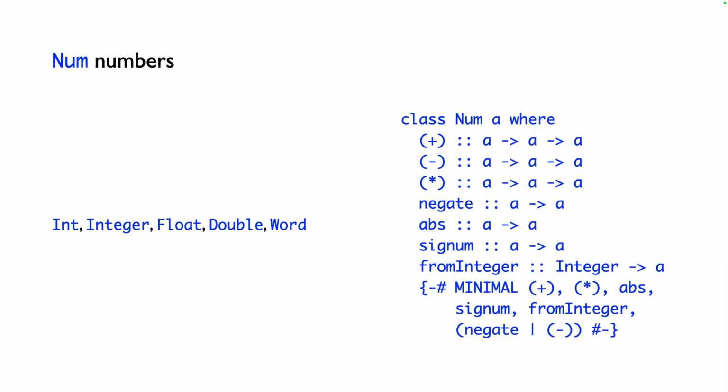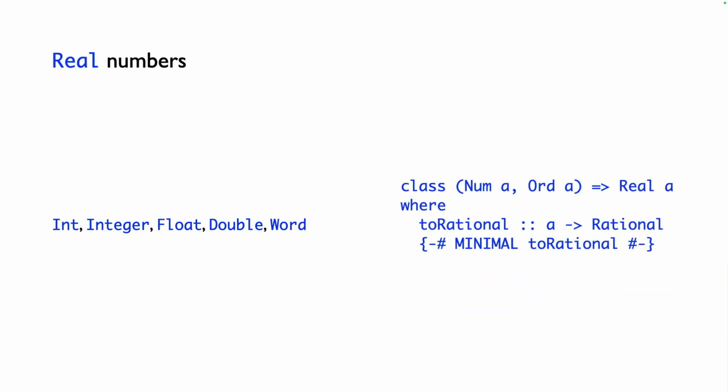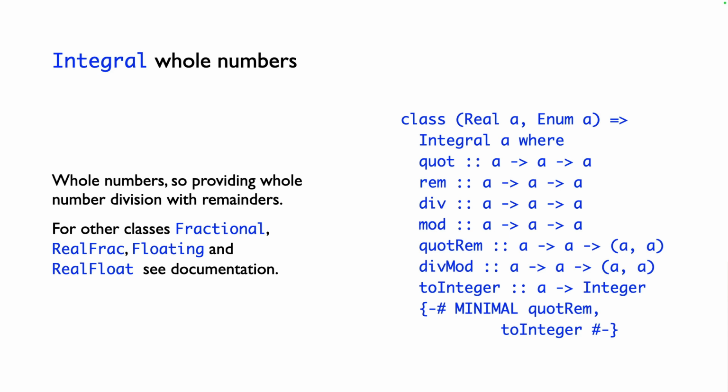but it also requires an ordering on the numbers. You can see in fact on num, there was no requirement for there to be any ordering on the numbers. When we turn that to real, real extends num A and ord A. So it has the functions from num A and the functions from ord A, plus this toRational. So now looking at integral whole numbers, we require those to be in num and ord. We get that from real, and being in enum. And if they're instances of all those classes, then we also include quotient, remainder, div, mod, things for doing whole number division, and a conversion function that takes something of this type to an integer.